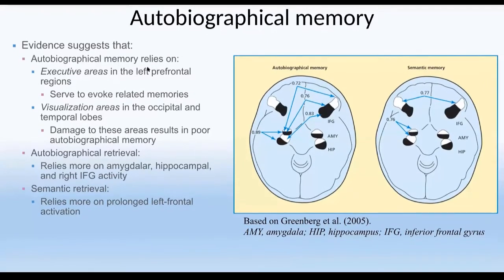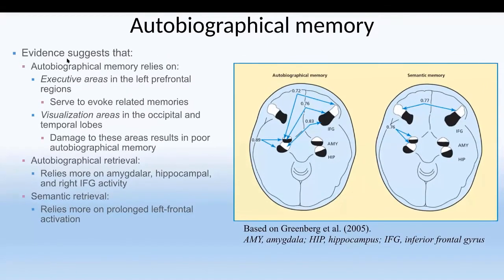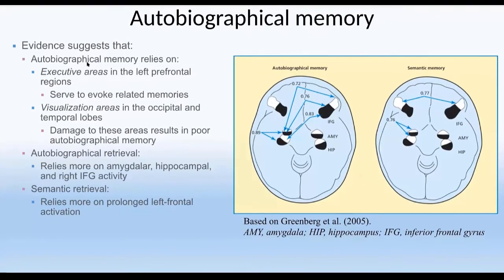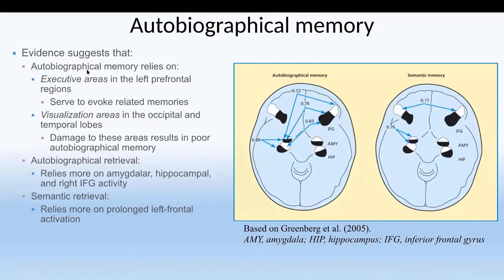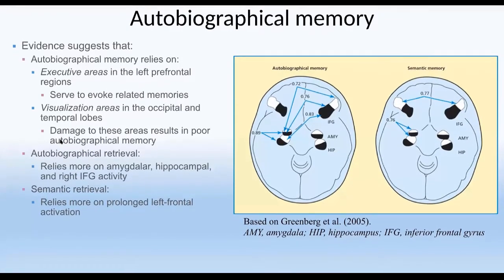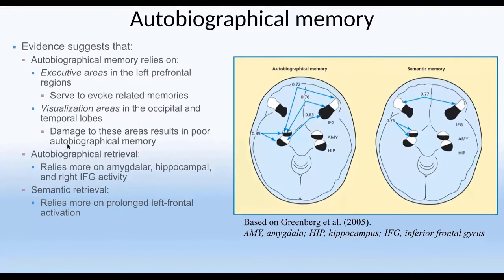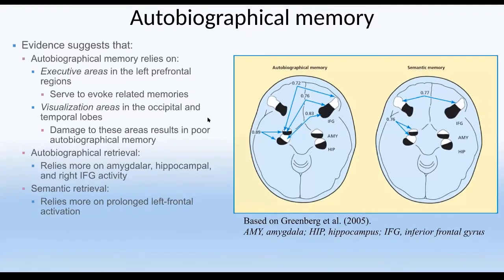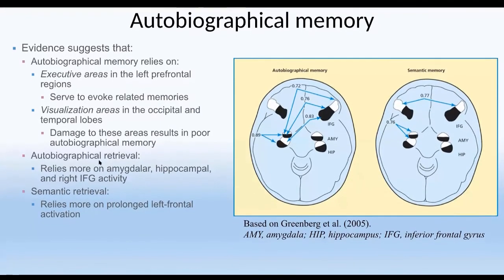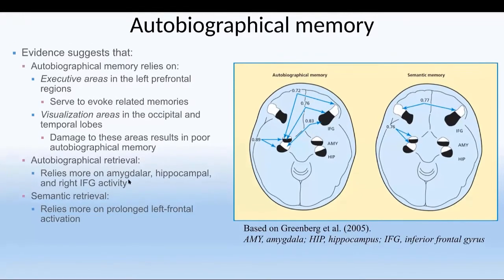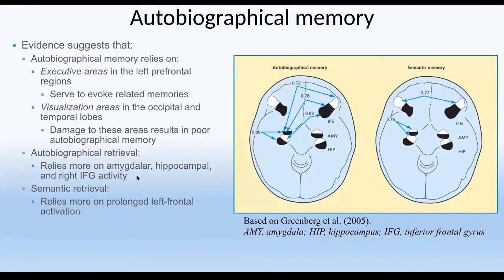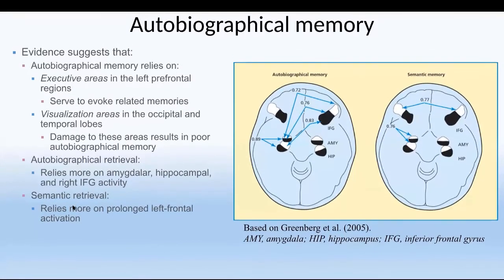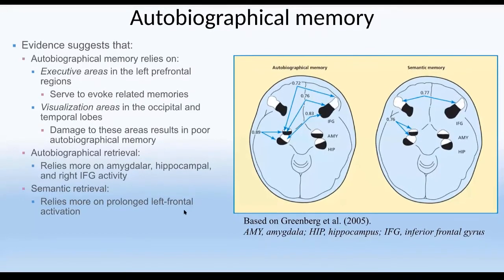Autobiographical memory relies jointly on executive functions of the prefrontal cortex, the visualization areas of the occipital and parietal lobes, and well, then the memory areas of the temporal lobe and emotional processing in the amygdala. Now, autobiographical retrieval relies more on the emotional processes of the amygdala, hippocampal, and the right inferior frontal gyrus activity. And semantic retrieval relies more on prolonged left frontal activation.